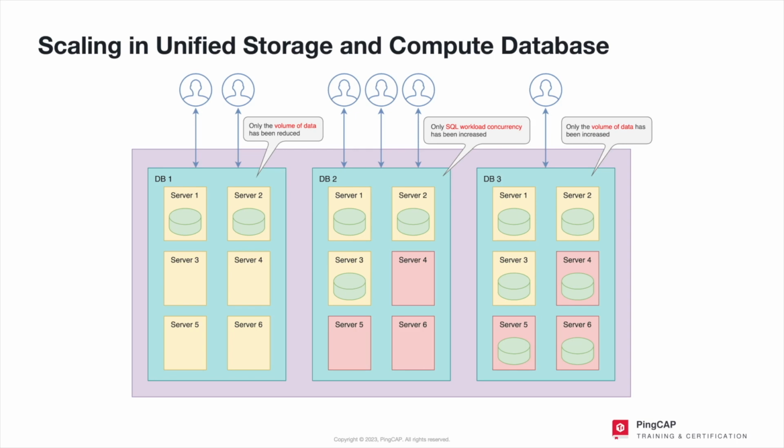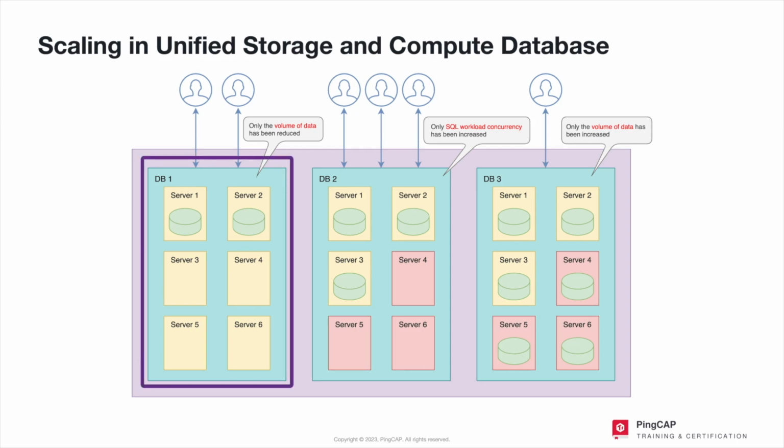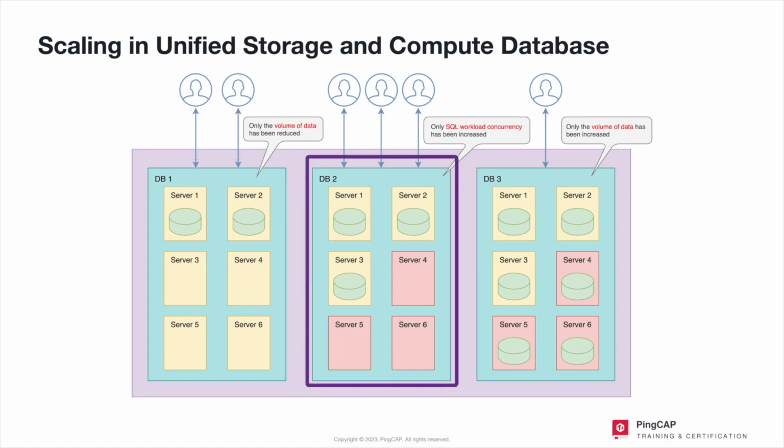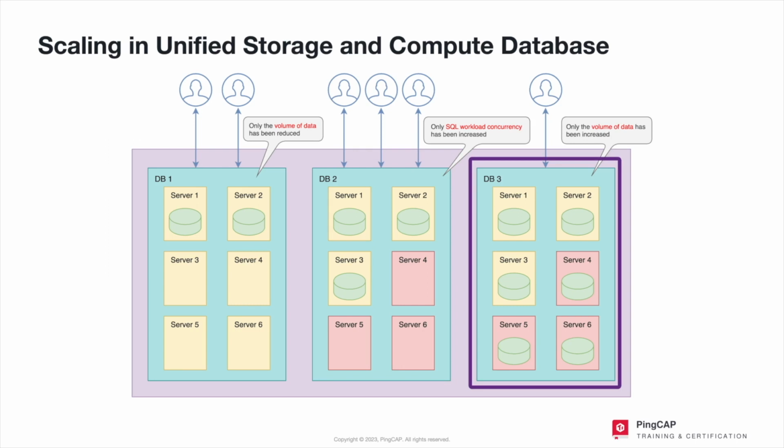In the diagram, tenant D1 has reduced its data volume via data optimization. Its concurrency has not changed, and the load from SQL statements remains the same. The DB2 tenant's data volumes remain unchanged, but there's been an increase in concurrency. This has resulted in a significant rise in queries per second. The DB3 tenant's SQL load and queries per second have not changed, but the data volume has doubled.